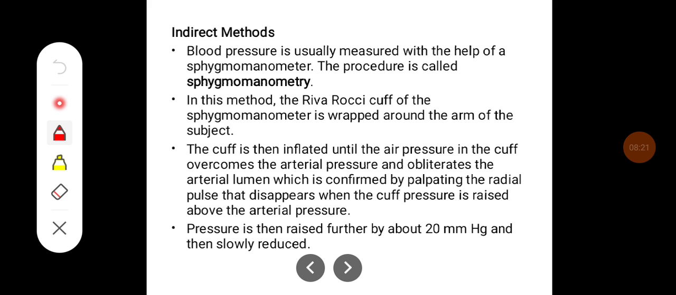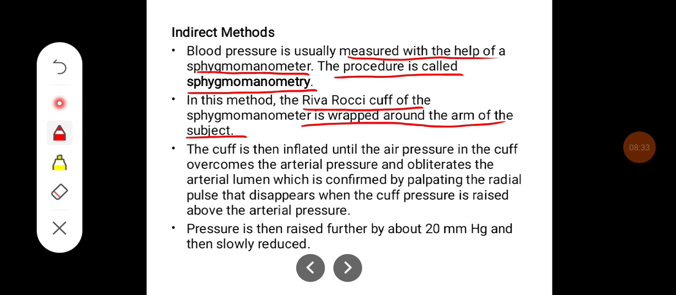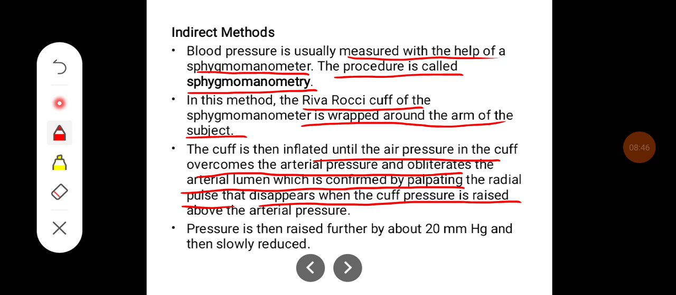Indirect methods: blood pressure is usually measured with the help of a sphygmomanometer. The procedure is called sphygmomanometry. In this method, the Riva-Rocci cuff of the sphygmomanometer is wrapped around the arm of the subject. The cuff is then inflated until air pressure in the cuff overcomes the arterial pressure and obliterates the arterial lumen, which is confirmed by palpating the radial pulse that disappears when cuff pressure is raised above the arterial pressure. Pressure is then raised further about 20 mm of Hg and then slowly reduced.